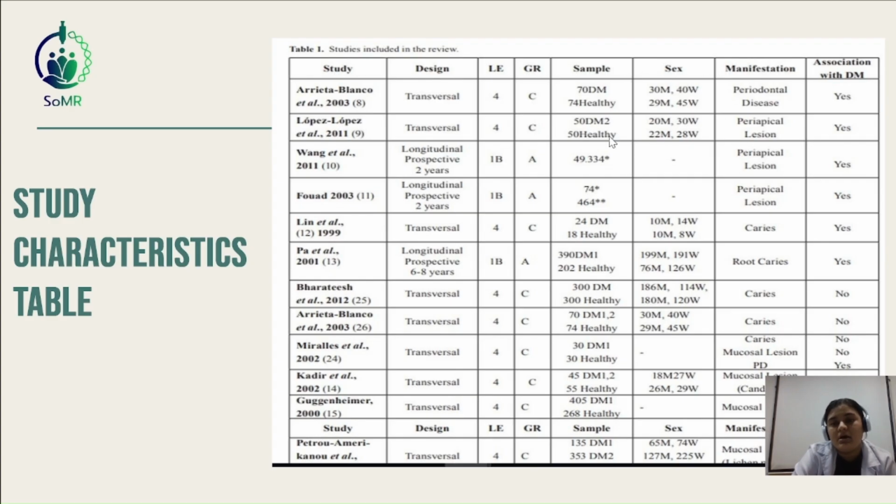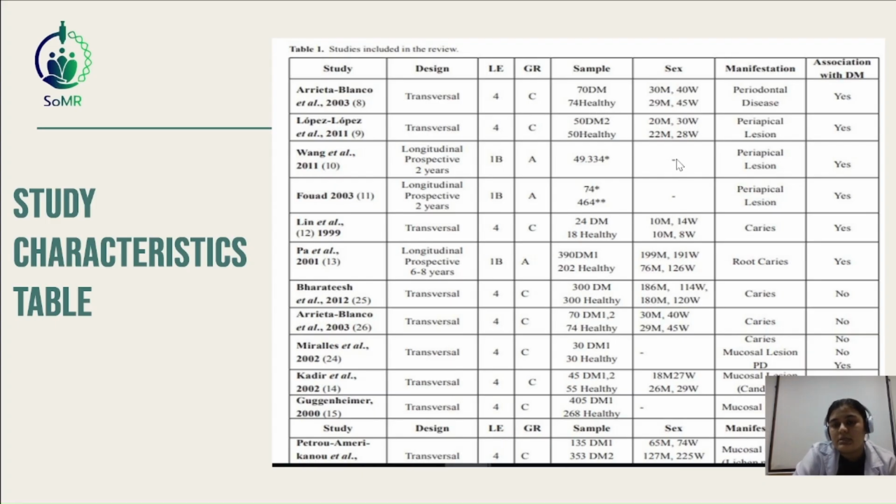Then we discuss the sex of the participants. Sometimes it is necessary to mention the sex, other times it is not. For example, if I was doing a breast cancer study, I would want to mention the sex. Or if I was doing an alcohol risk study with hepatitis, I would want to mention the sex, because it is necessary in some of these variables. So what this means is that there were 30 males and there were 40 women in the 70 diabetes mellitus group. There were 29 males, and then there were 45 women in the 74 healthy group.